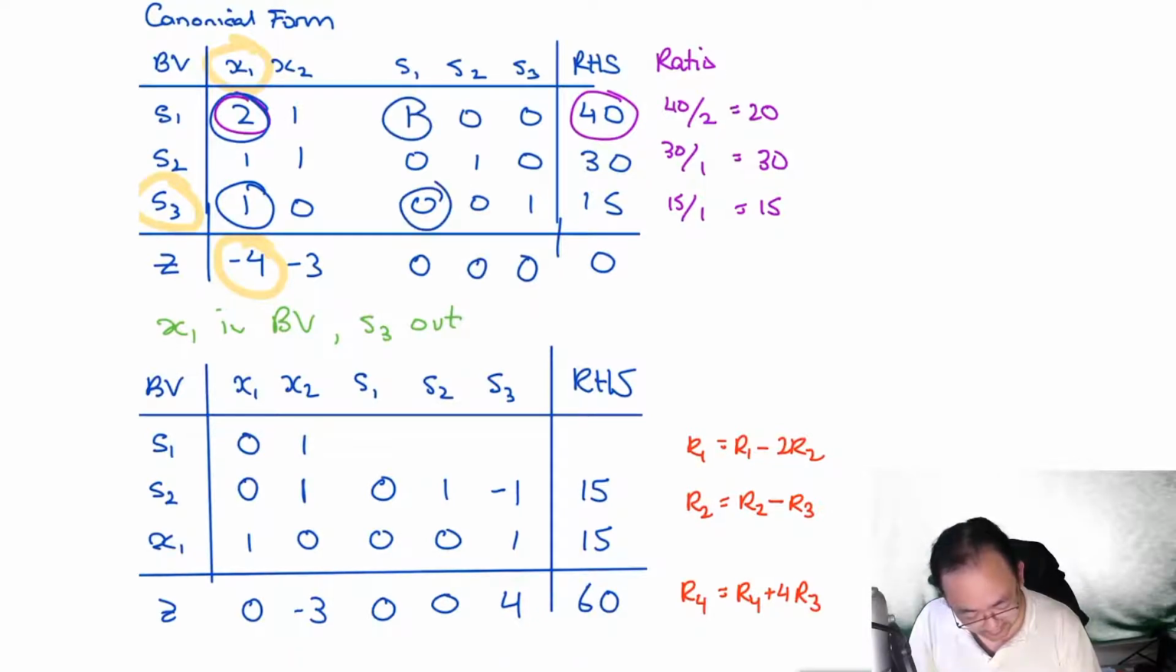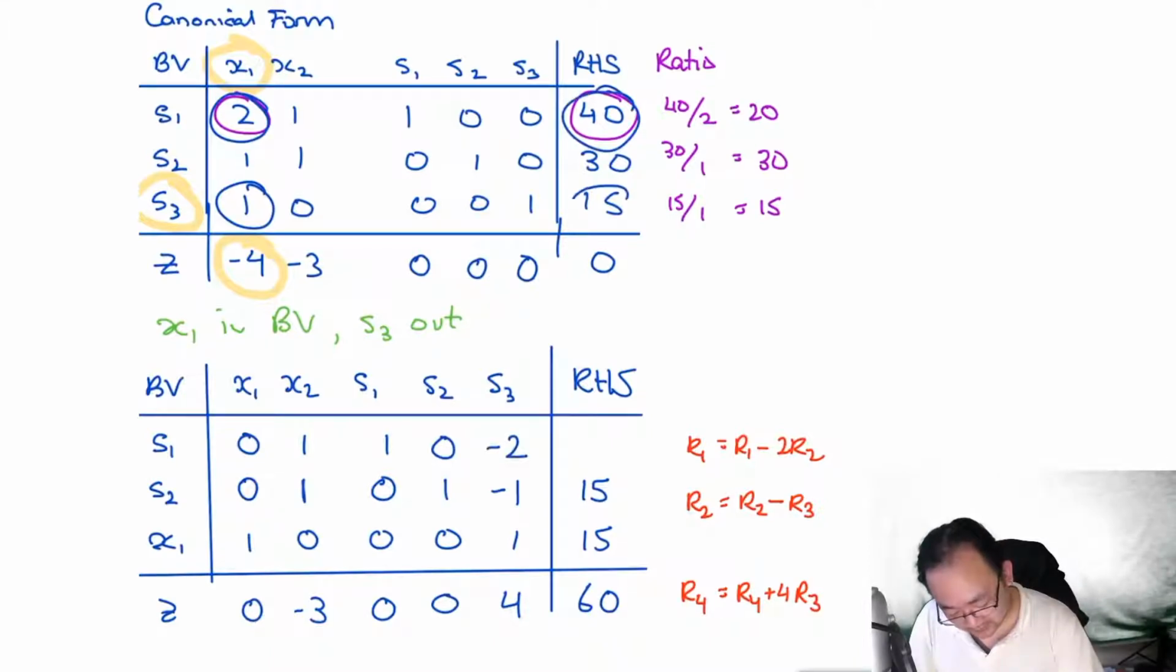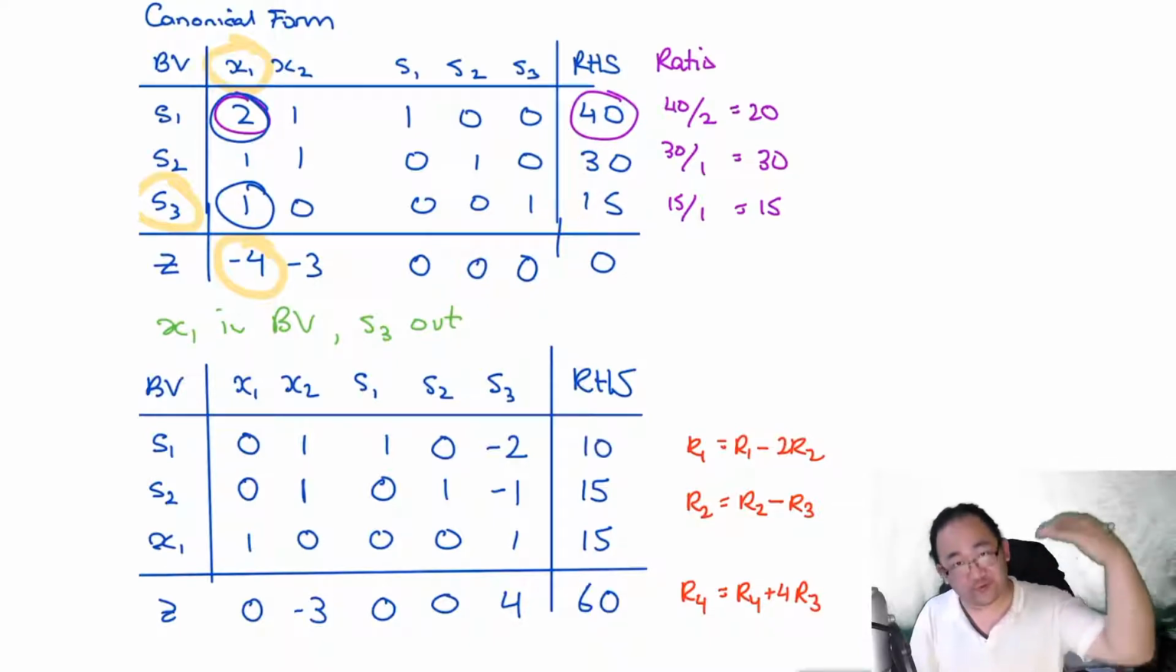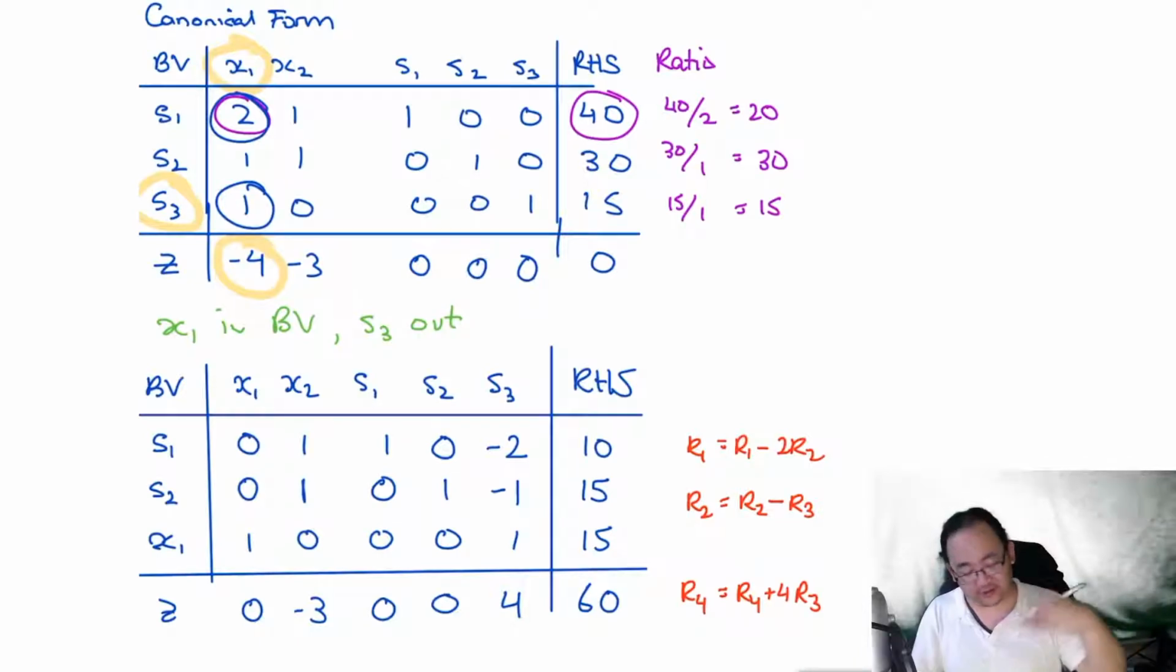1 minus 2 times 0, so that's still going to be 1. 0, 0 is still going to be 0. And then 0 minus 2 times 1 is going to be minus 2. And then you've got 40 minus 2 times 15, that's going to be 10. So it's 40 minus 30, which is going to be equal to 10.